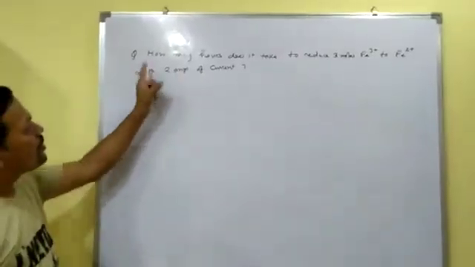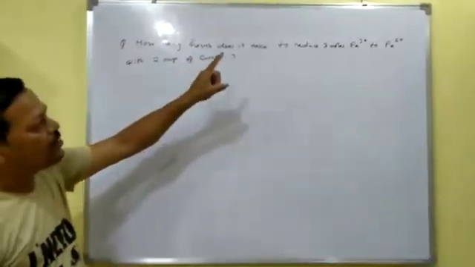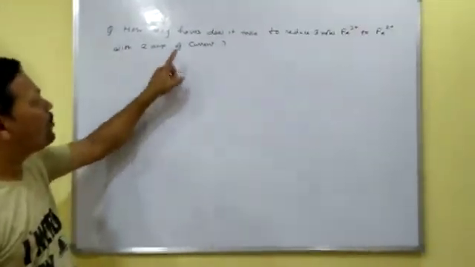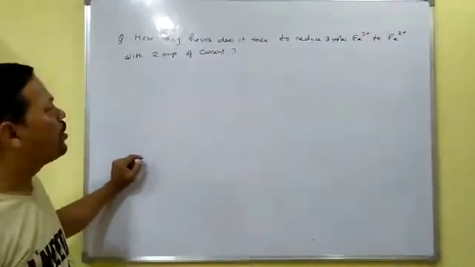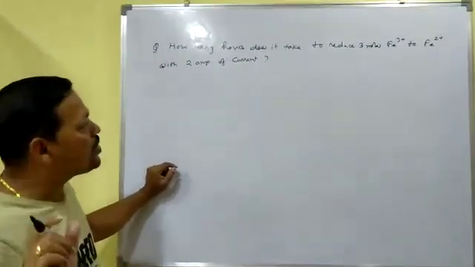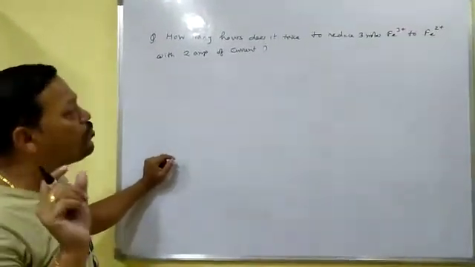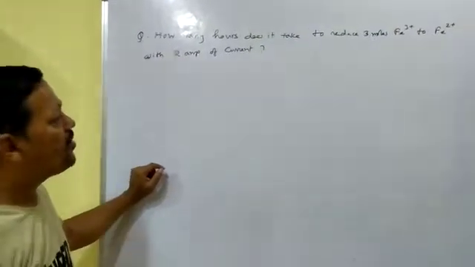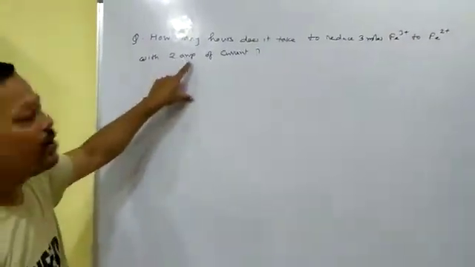Okay, this is another question. How many hours does it take to reduce 3 moles of Fe3+ to Fe2+ with 2 ampere of current? Here you have to find out the time required. You have to reduce 3 moles of Fe3+ to Fe2+. Current is given, 2 ampere.